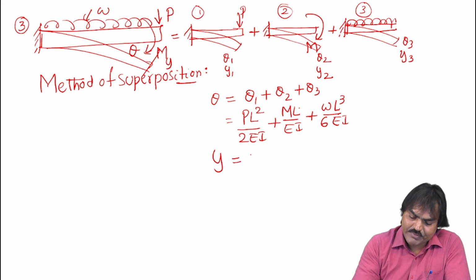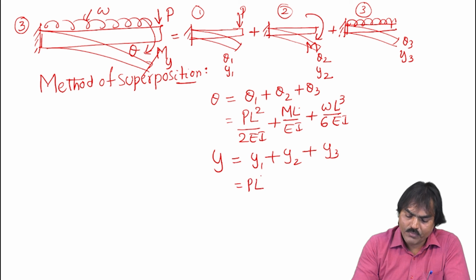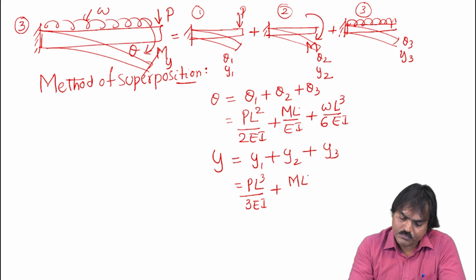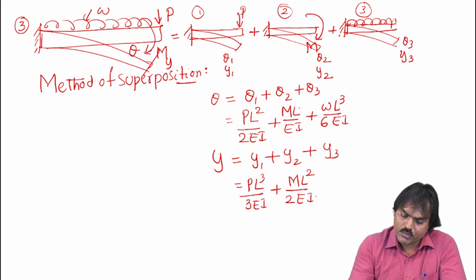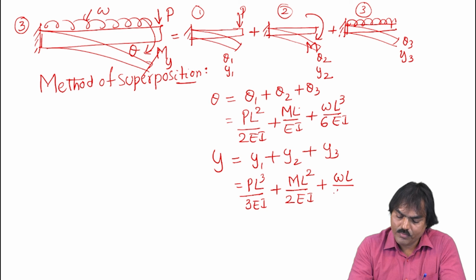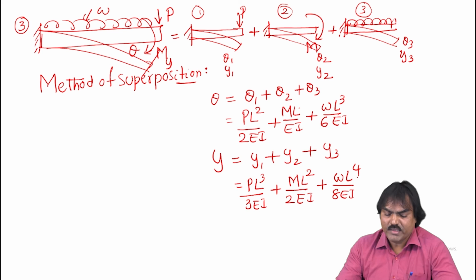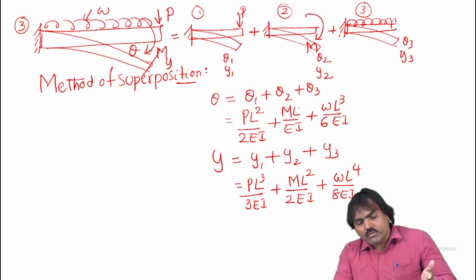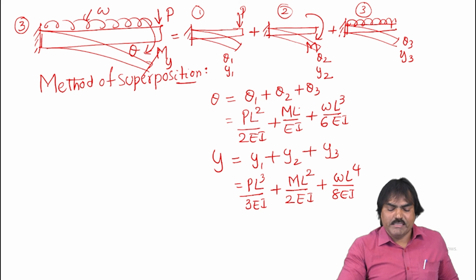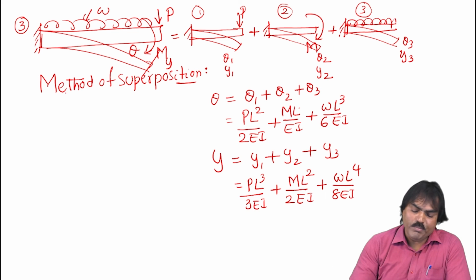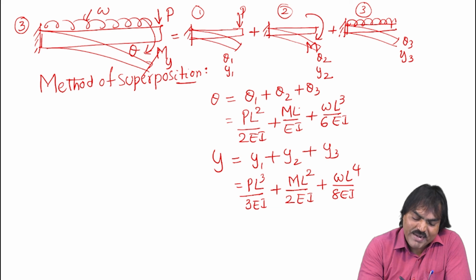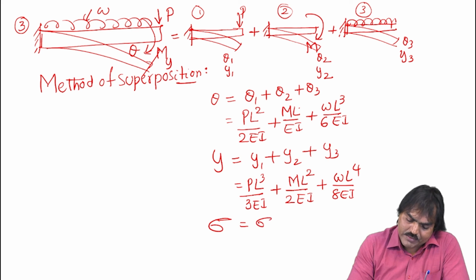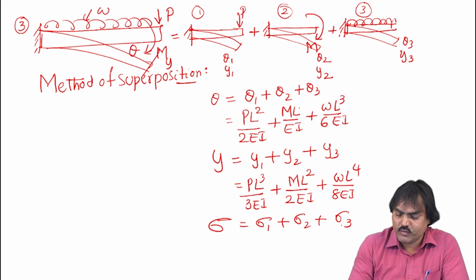Similarly, the deflection is given by y1 plus y2 plus y3. That is PL cube by 3EI plus ML square by 2EI plus WL power 4 by 8EI. This way, if you change the direction of the load, you can use the proper sign convention. Suppose the load is acting upward, it will be minus. If the load is acting down, plus. This is the method of superposition. Even if you take a point here, the bending stress sigma is given by sigma 1 plus sigma 2 plus sigma 3.